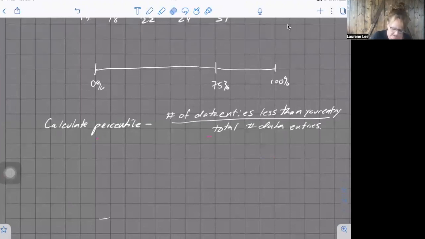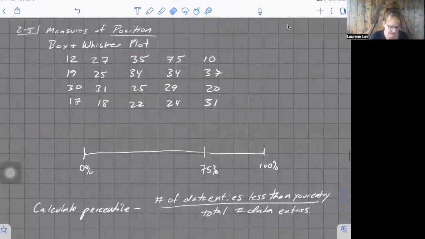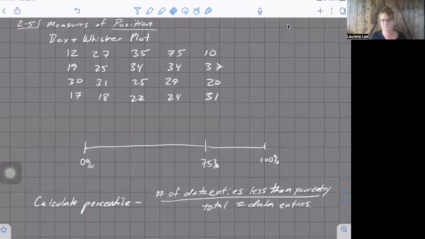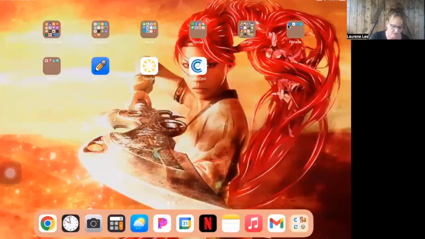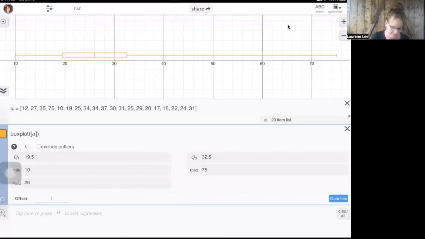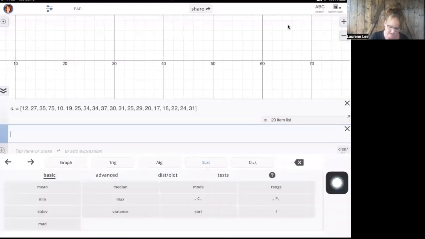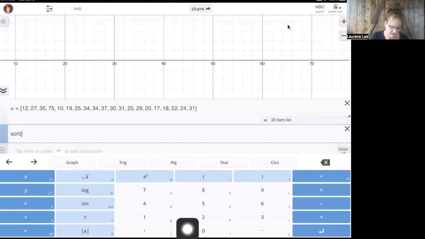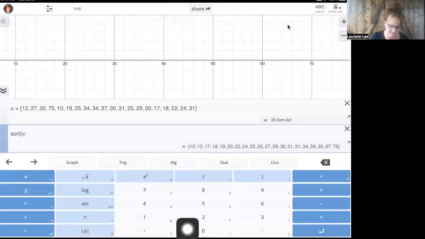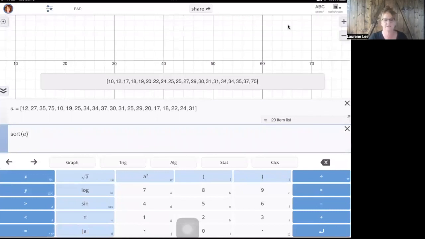So let's take a look at our data set. The first thing that you need to do is put it in order. So let's remember how to do that. On your class calc, you're going to hit stat, and then you're going to hit sort, and we're sorting list A. Okay. And then that's going to give me a list in order. We're going to jump back and use this list to point at.